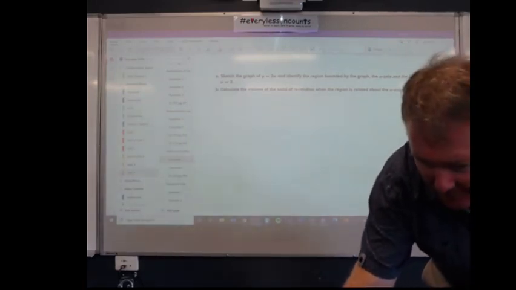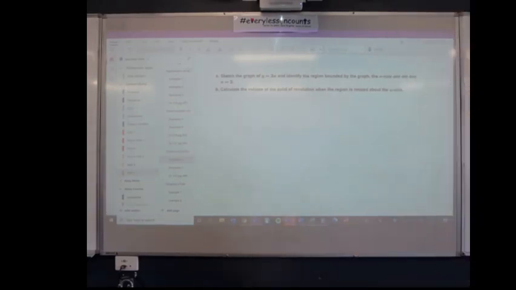All right, let's have a look at this question. So we're going to sketch the graph of y equals 2x, praying that you didn't have any problem drawing that line. Okay, y equals 2x. If we're going to rotate that around the x-axis, then it's going to look like that. So we're looking for that volume there. Even though it's a straight side, it's still going to make a circle.